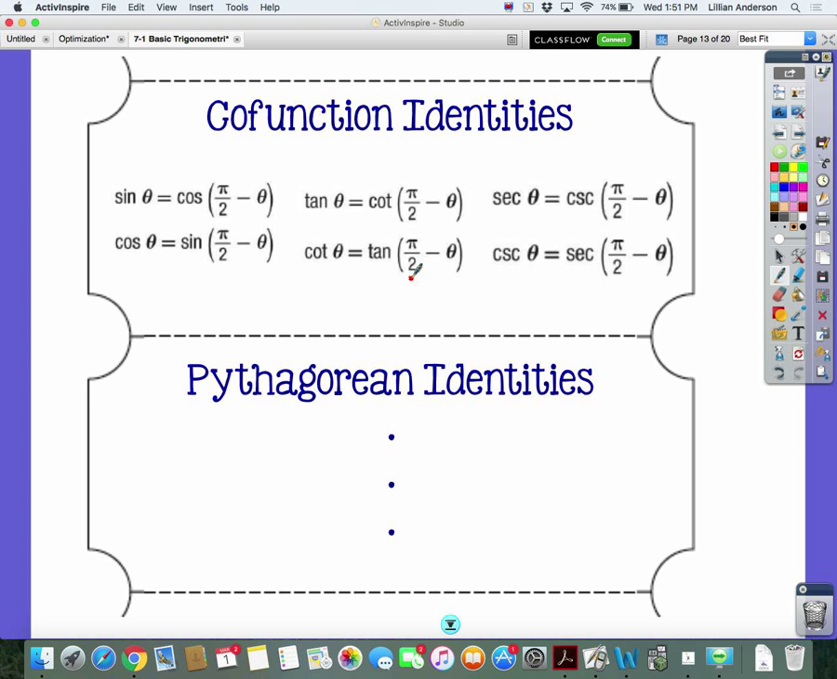Cofunction identities are the next ones. As you can see, sine theta equals cosine of pi over 2 minus theta. What is pi over 2? 90 degrees. So it could also be written as cosine of 90 degrees minus theta. It just depends on if you're working with degrees or radians, so don't let that throw you off. Basically, whatever sine theta is equal to, cosine of pi over 2 minus theta also equals that value. And that applies for all the rest of them: tangent goes with cotangent, secant with cosecant, cosine with sine, etc.